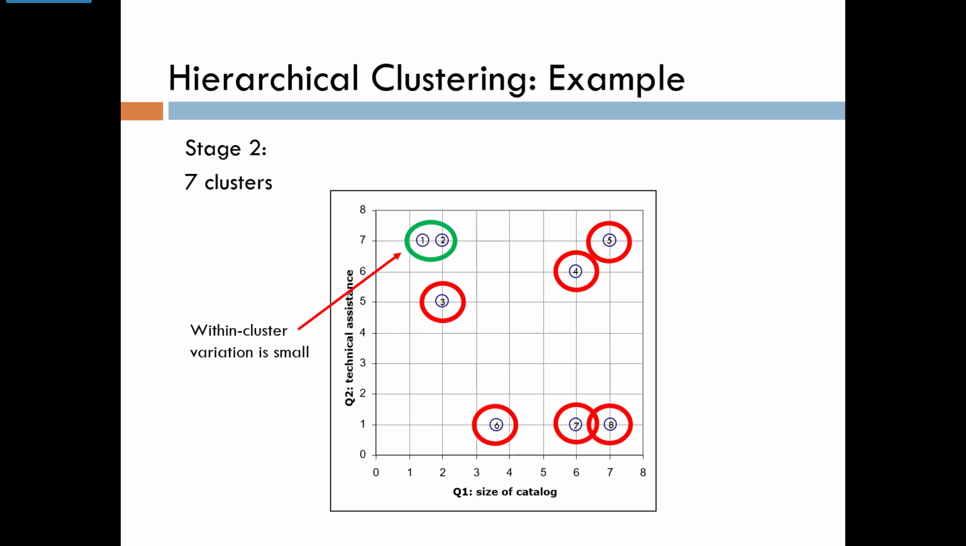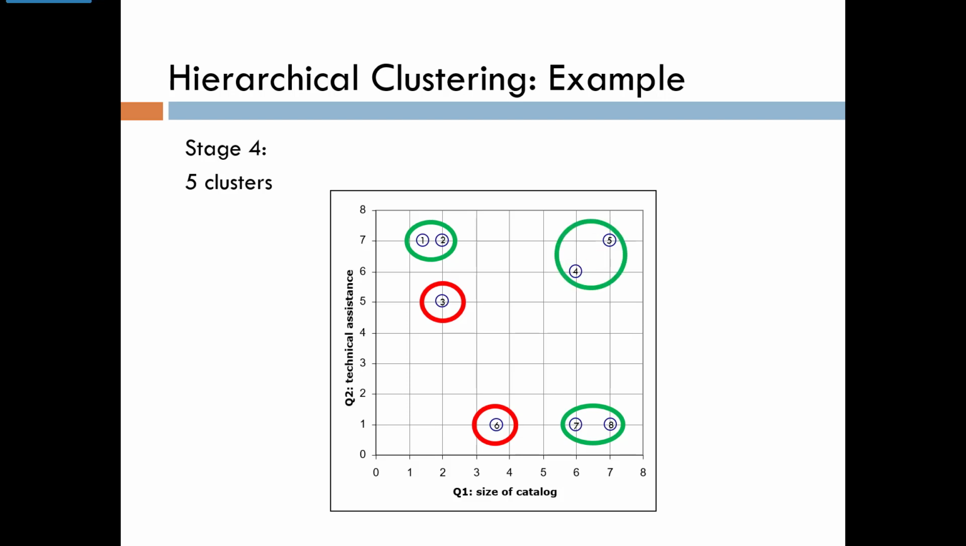In stage 2, the closest 2 clusters are 1 and 2, so we join them. The others remain unchanged. In stage 3, the closest 2 clusters are 7 and 8, so we join them. The others remain unchanged, and we have 6 clusters now. We keep going, joining clusters closest to each other at each stage. In stage 4, we have 5 clusters. In stage 5, we have 4 clusters.